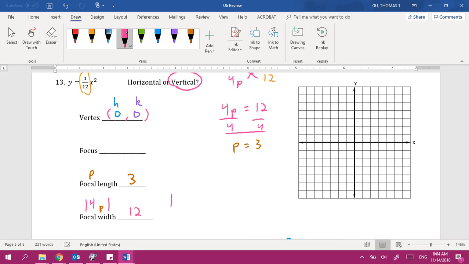I'm just going to write it out just to show everybody. 4 times 3, and that's 12. I'll put that in the green. Okay, focal width is 12.